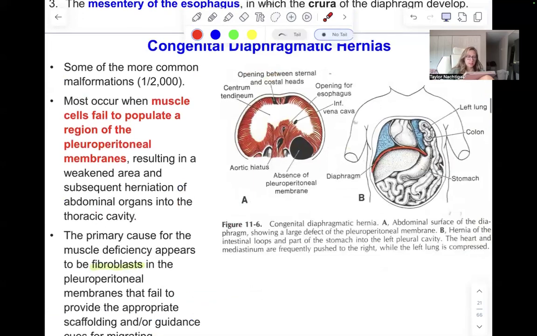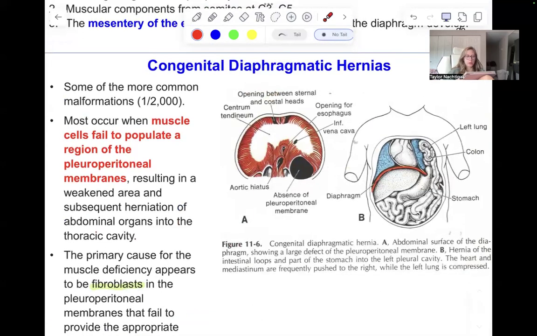Knowing all this, we need to understand what can possibly go wrong. Everything with embryology, remember, we're learning why and how things develop because we want to know what could go wrong and what sort of abnormalities might develop.